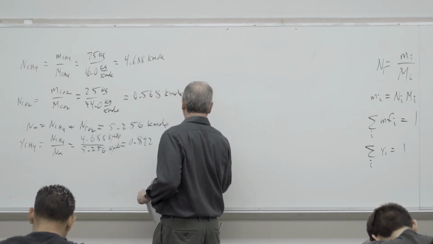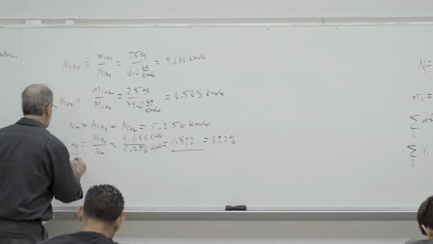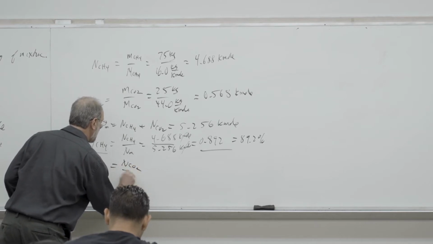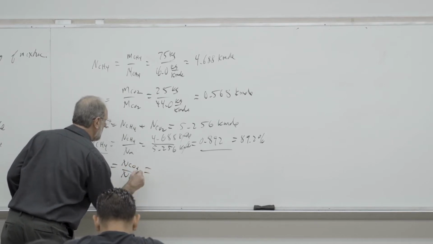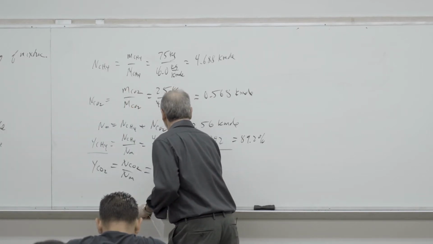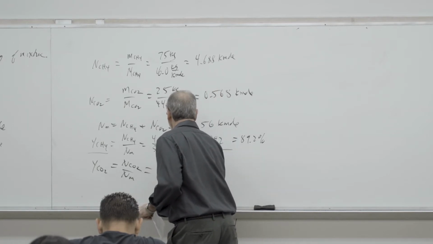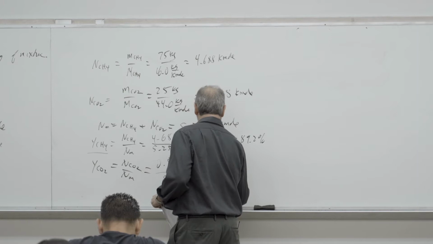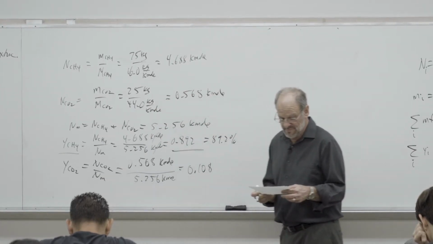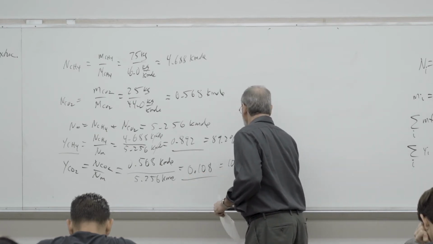You could always write these as percentages if you want to. Not necessary, but if you want to, you can. And then similarly, for the carbon dioxide, we just divide its number of moles by that of the mixture. So again, take the numbers from above, 0.568 divided by 5.256, and that's going to give us 0.108. Again, we could write this as a percentage if we want to, but not necessary.